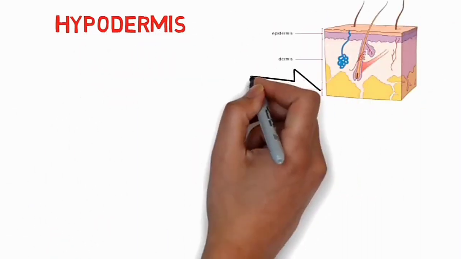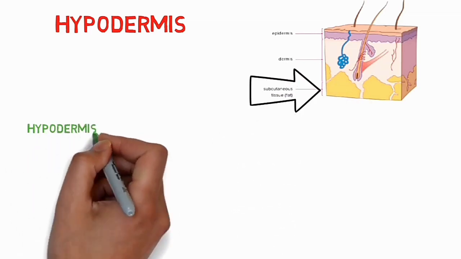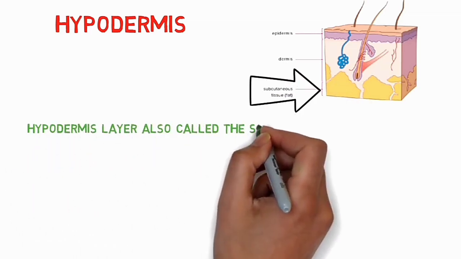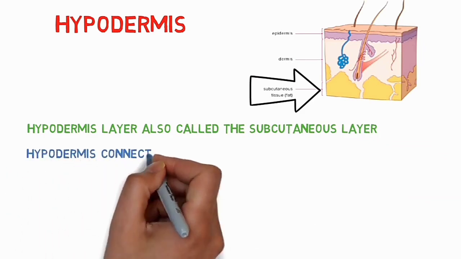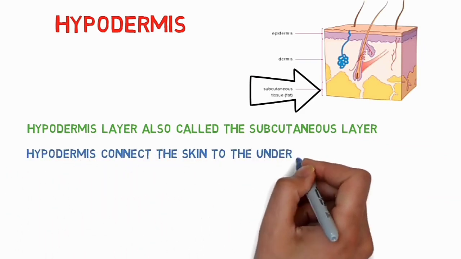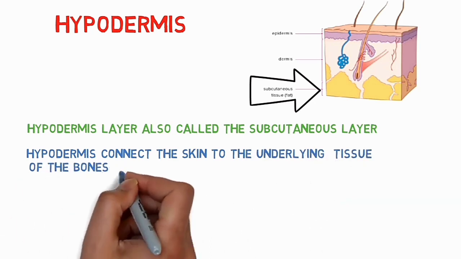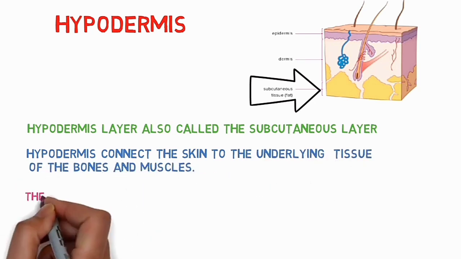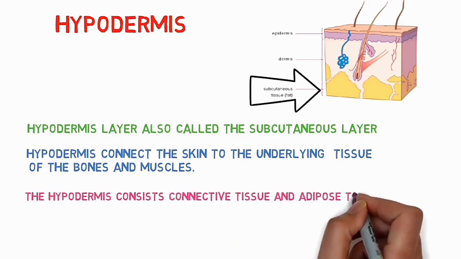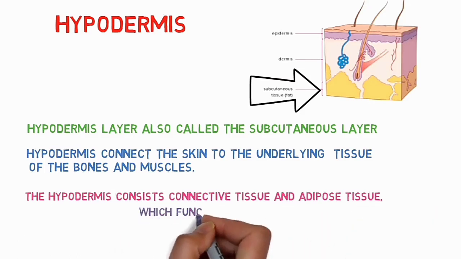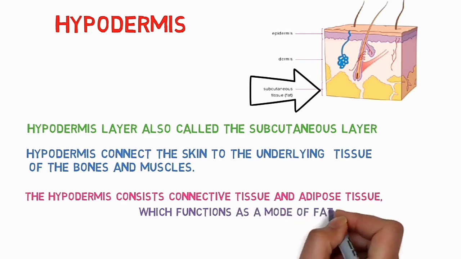Now third, hypodermis that is present below the dermis. Hypodermis layer is also called the subcutaneous layer. Hypodermis connects the skin to the underlying tissue of the bones and muscles. The hypodermis consists of connective tissue and adipose tissue, which function as a mode of fat storage.